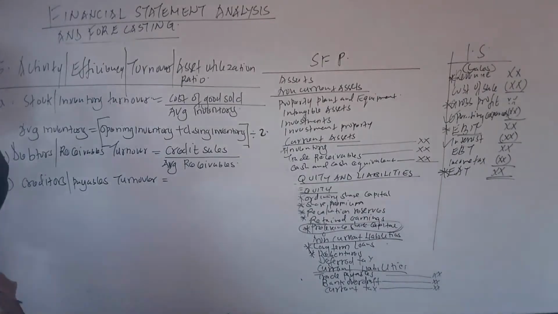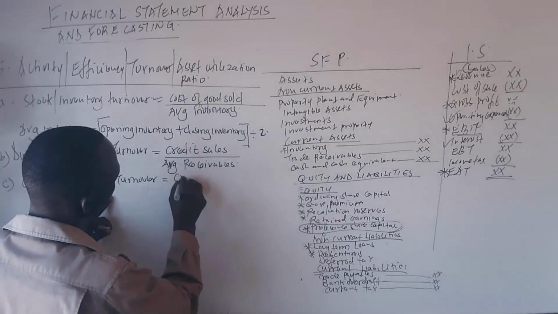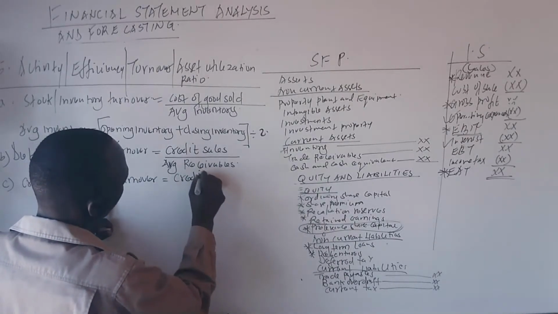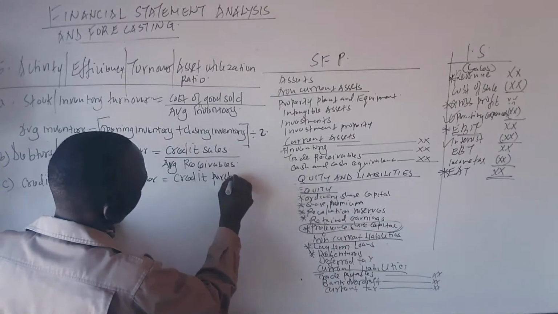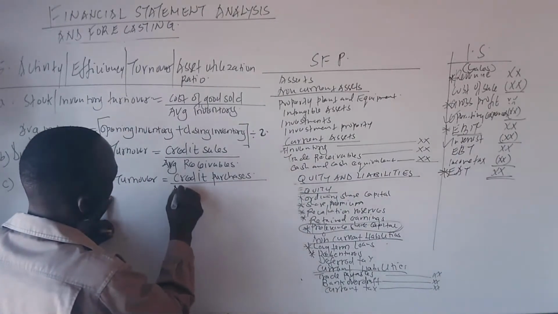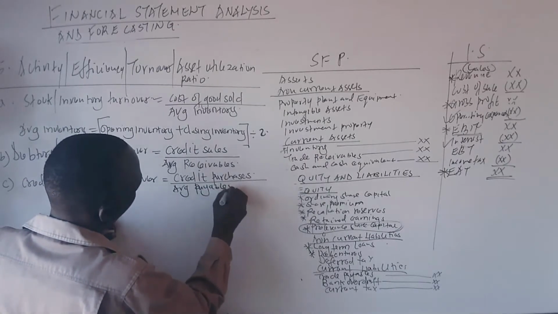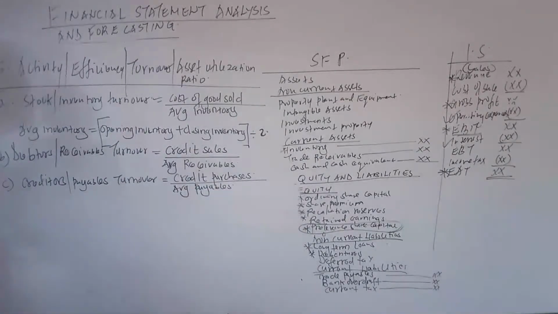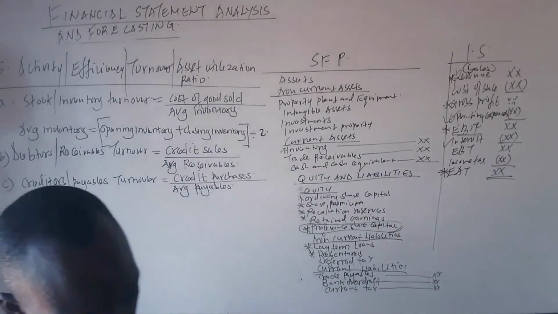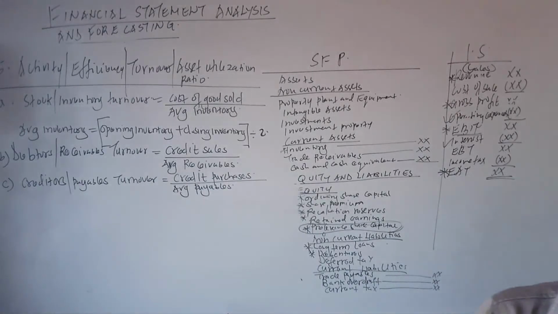So how do you get the creditors or payables turnover? You take the credit purchases, then you divide by the average payables.